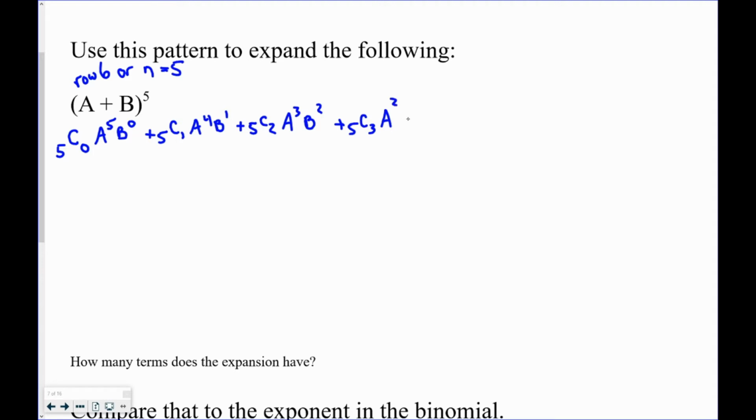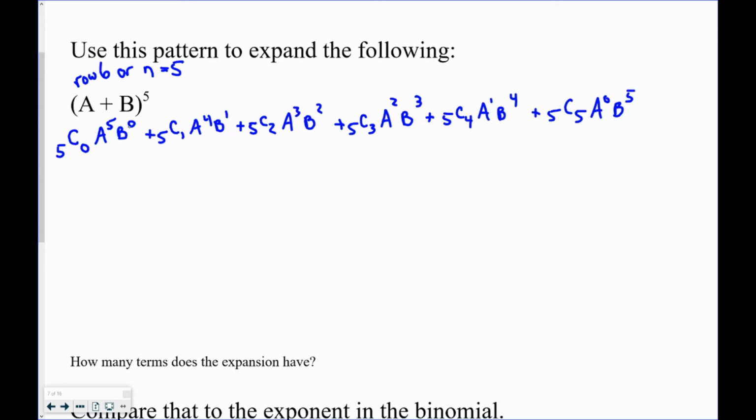The a value comes down by 1, the b value goes up by 1. So 5C4, a to the 1, b to the 4. Last one, 5C5, a to the power of 0, b to the 5. Man, never have expansions been so easy. We should have just showed this to you in grade 9. Just kidding.